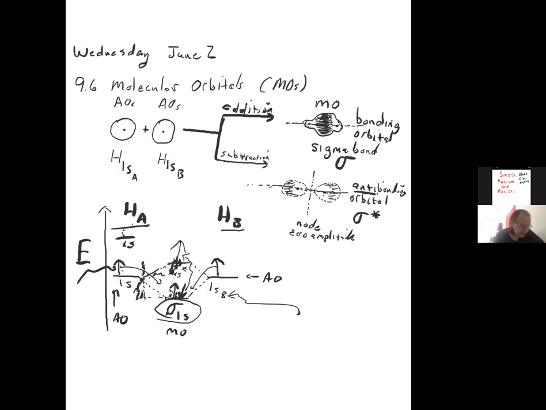And you have this idea of a sigma bond. So I'm going to show you one more thing, and then we'll work on problems tomorrow. This is sort of the theory background. The next thing is the idea of what's called a pi bond. And we use the symbol pi, the Greek letter pi.